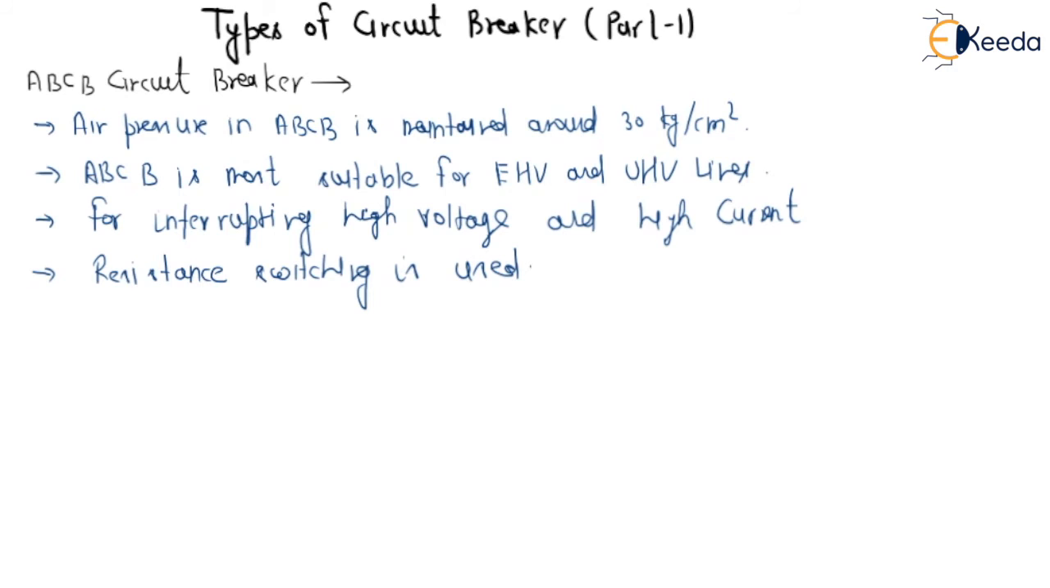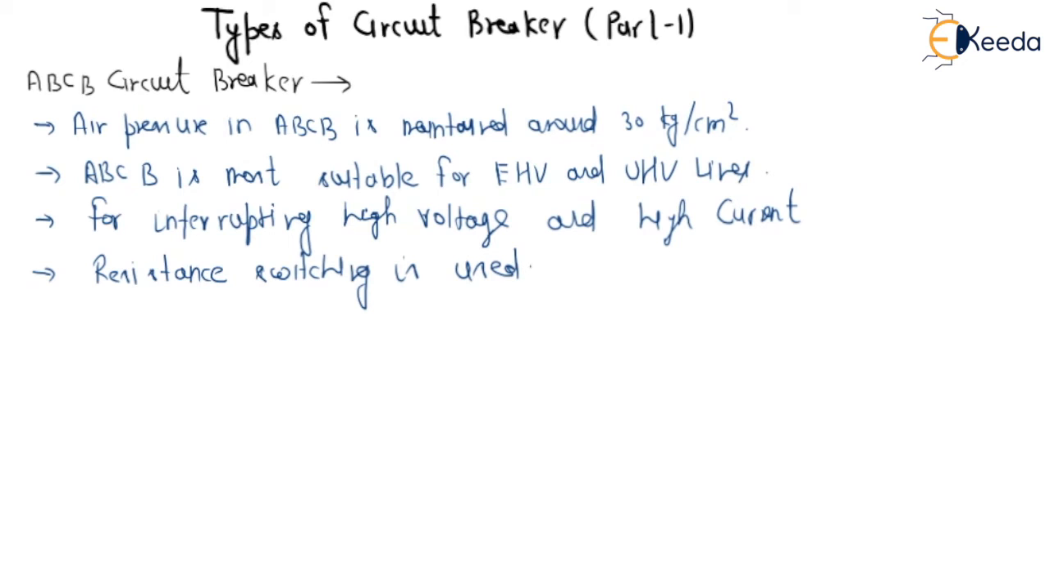So the first one is the ABCB, the air blast circuit breaker. This point is not very important from the GATE point of view. For the last 10 years there has not been any question asked, and it is probable that no question will be asked in the next examination too. But I am reviewing it here.